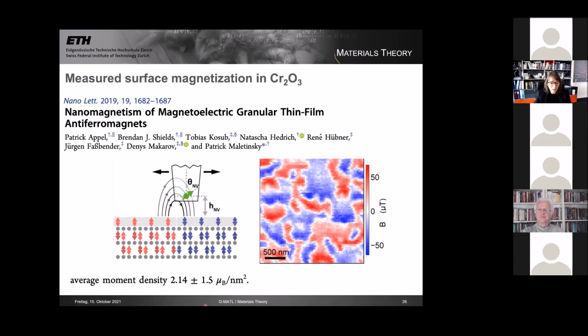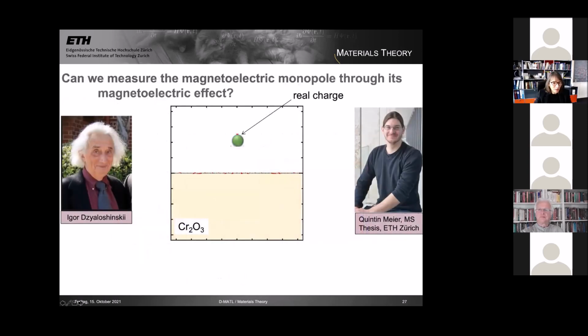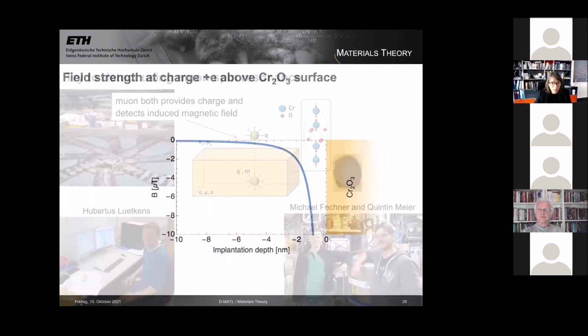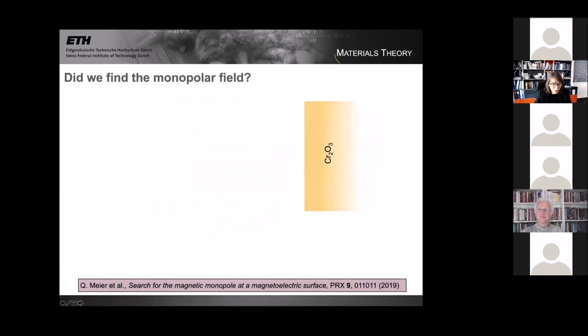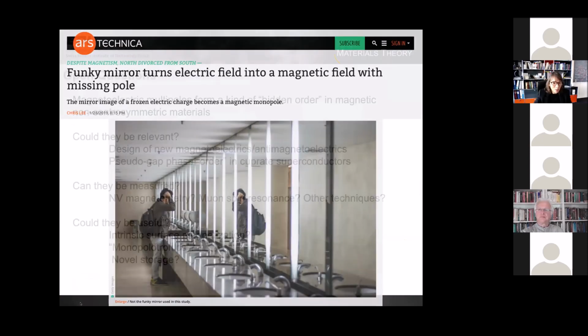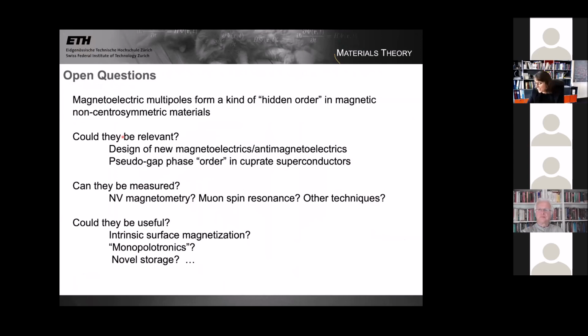I see that I'm out of time, so I'm going to skip over our attempts, in collaboration with Igor Jalashinsky, to measure the magnetoelectric multipole through its magnetoelectric response using muon spin resonance spectroscopy. And I'm going to finish, rather than with a conclusion, because I don't really have any concrete conclusions, with a list of open questions. Well, I guess I have one conclusion.